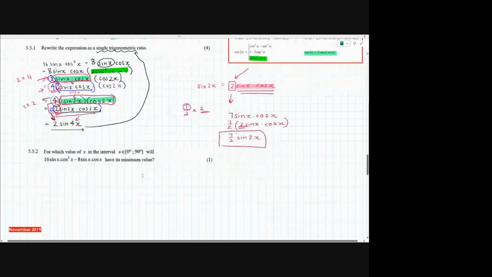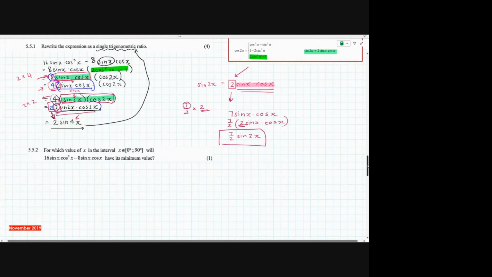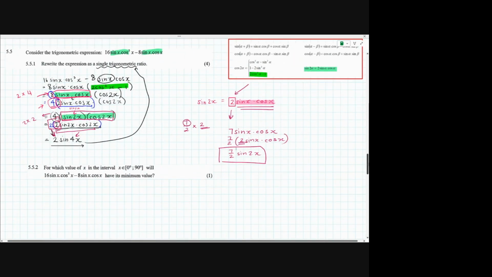All right, so guys, I really like this next question, and it sucks that it's only for 1 mark, but I also understand why it's only for 1 mark, because it's also something that we would panic with. So it says, for which value of x in the interval x is an element of 0 to 90 will this beautiful thing that we've just worked with have its minimum? So again, we panic because we think, well, what on earth is that? As a graph, what is that?